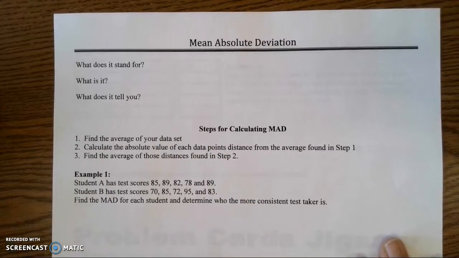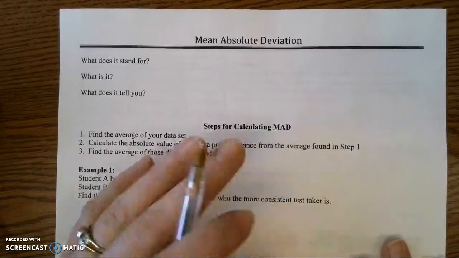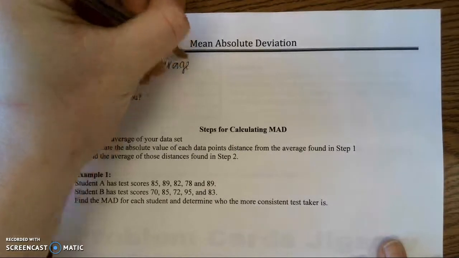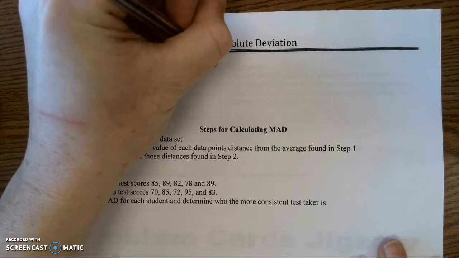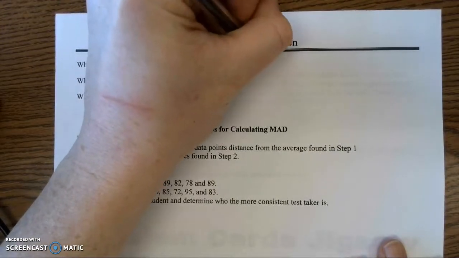Hey guys, today we're going to talk about mean absolute deviation. So the first thing that we need to talk about is, what does that stand for? It's the average distance between each data value and the mean.